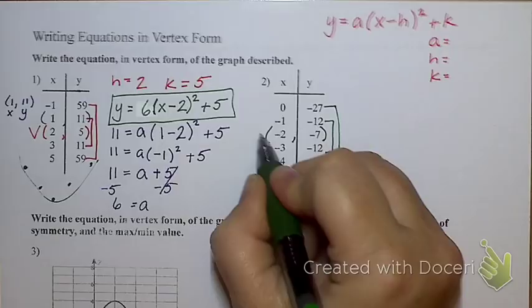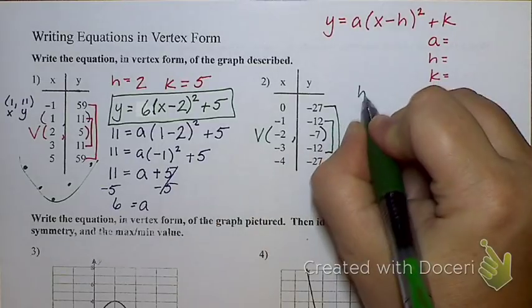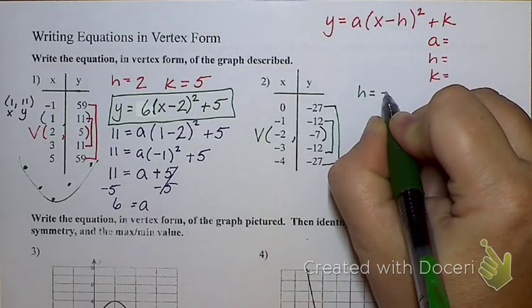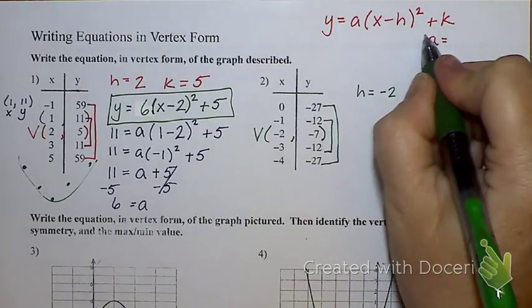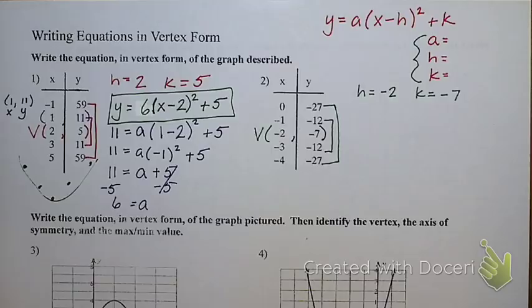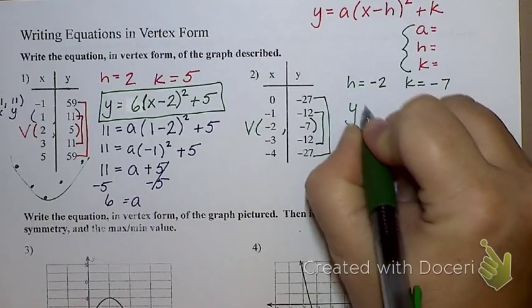Vertex. And I know that H is equal to -2 and K is equal to -7. Remember, those are the 3 pieces of information you need in order to write an equation. So what do I do now that I know that H is -2 and K is -7? Plug it in. Yes, ma'am.